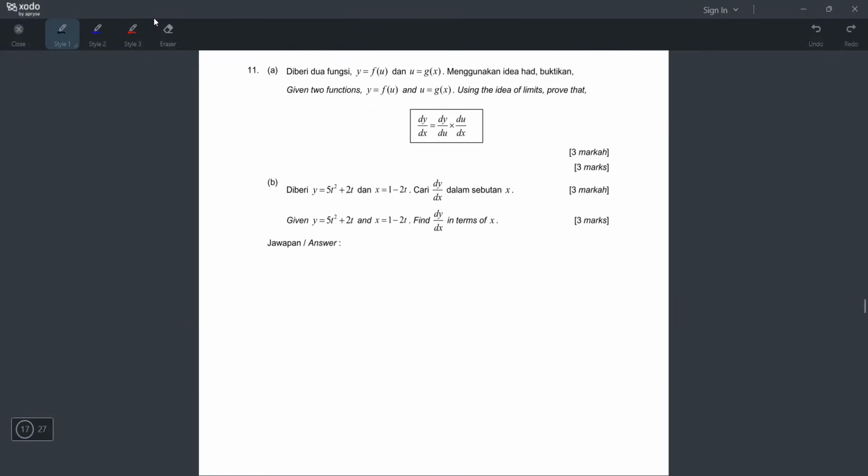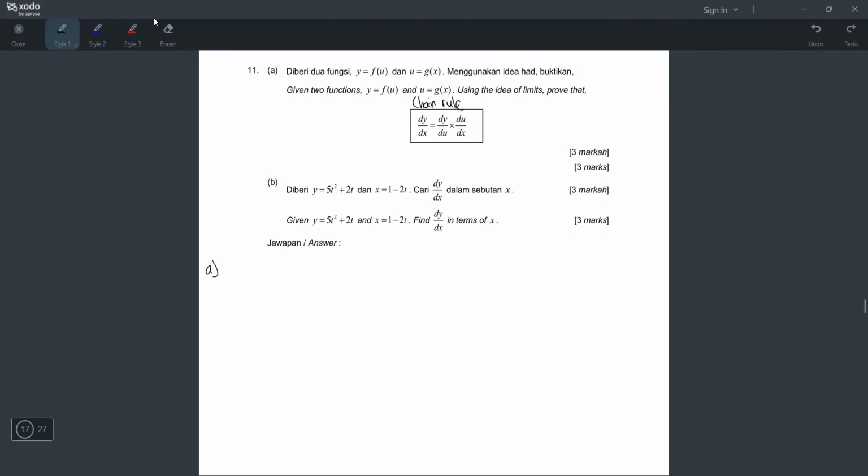Okay, let's continue with question number 11. So this question says, given two functions y equals f of u and u equals g of x, using the idea of limits, prove that dy/dx equals dy/du times du/dx. Okay, how do we prove? I will tell you this. This is what we call the chain rule, right? So they want me to prove this formula using limits. So how do we do this?